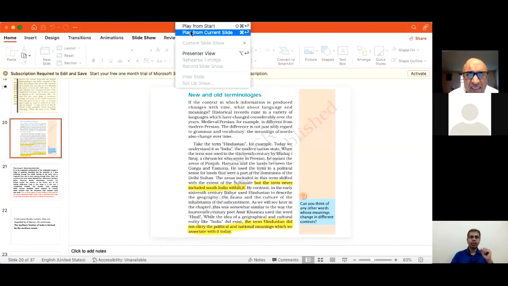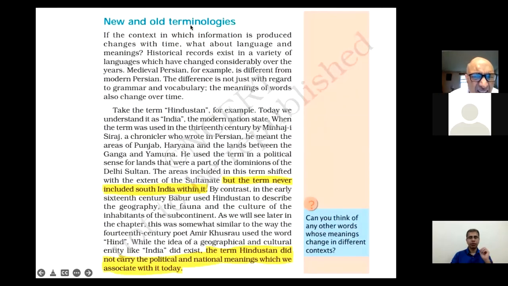Here it is. Now I move to class 7th. See what they're doing. Take the term Hindustan, for example. Today we understand it as India, the modern nation state. When the term was used in the 13th century by Minhaj Siraj, a chronicler who wrote in Persian, he meant the areas of Punjab, Haryana and lands between the Ganga and Yamuna. He used the term in a political sense for lands that were a part of dominions of the Delhi Sultan. The areas included in this term shifted with the extent of the Sultanate, but the term never included South India within it.